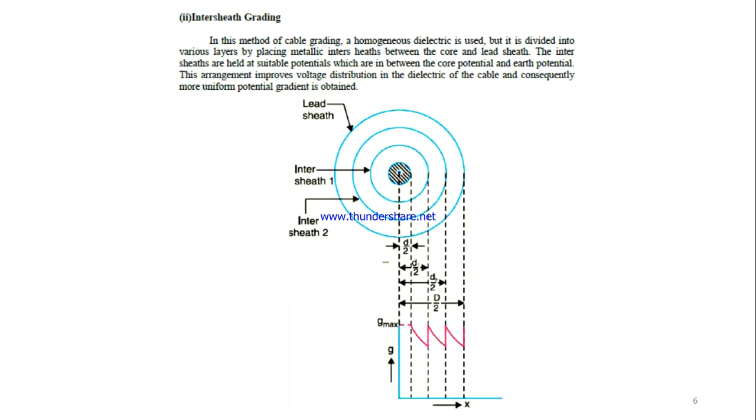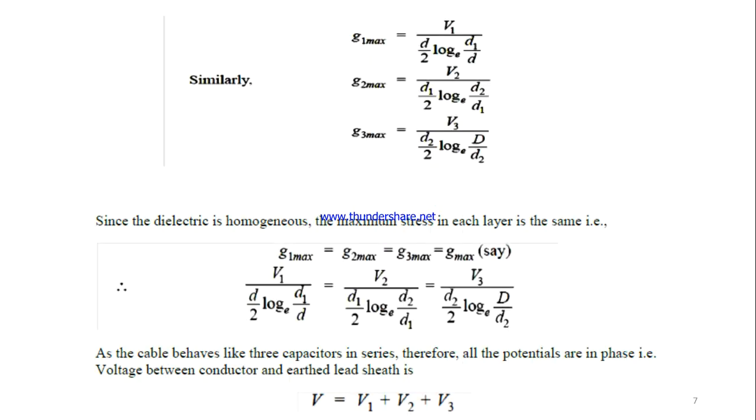Next is the intersheath grading. In such a case, we have a single material for the dielectric, and between the dielectric we provide lead sheets. Metallic sheets are placed in between the insulators. Those blue color circles represent the intersheaths, metallic sheets provided in between the dielectrics, but the dielectric is of the same material. We can see the diagram as it is, and next we have G1 max, G2 max and G3 max as such. All the dielectrics are the same since we have a homogeneous one.